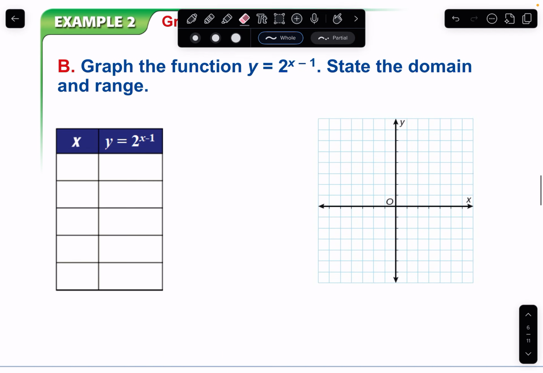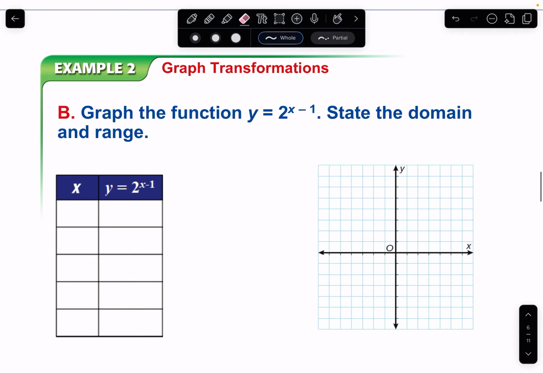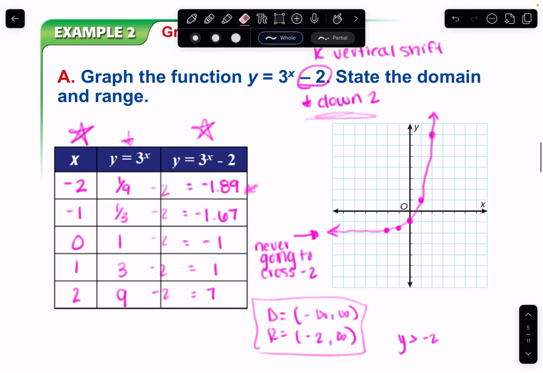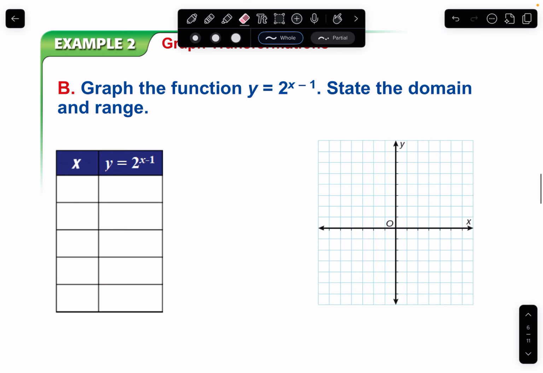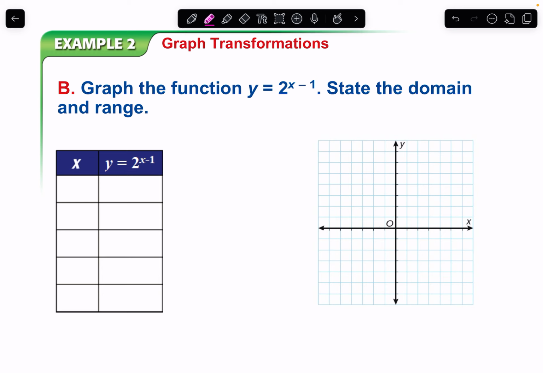Then example 2, part B, has a different type of shift. So the last one, the -2 was a large number that was not part of the exponent, which was your k value. Now the -1 right here in your problem is part of your exponent. So this is your h value. Your h value is a horizontal shift.